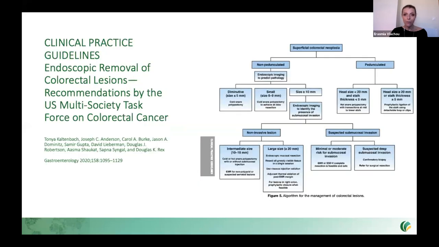More recently, in 2020, the US Multi-Society Task Force on Colorectal Cancer extended the indications for cold snaring to include not only diminutive and small polyps, but also lesions of size up to 19 millimeters with or without submucosal injection.